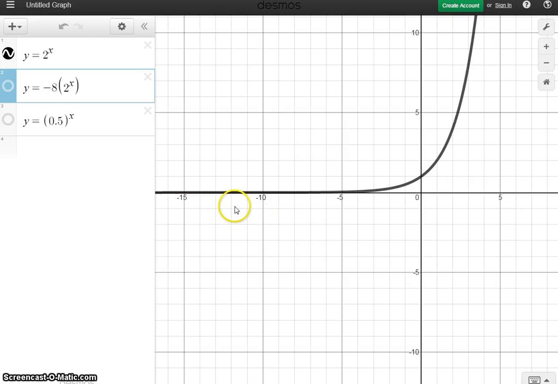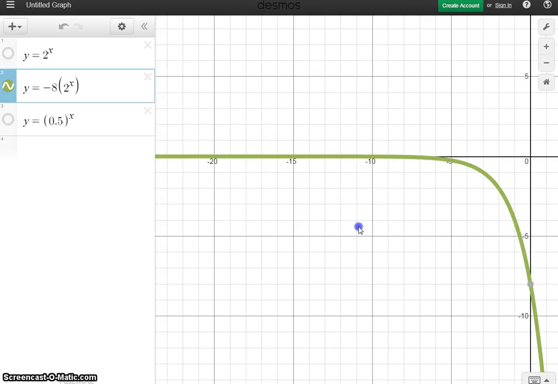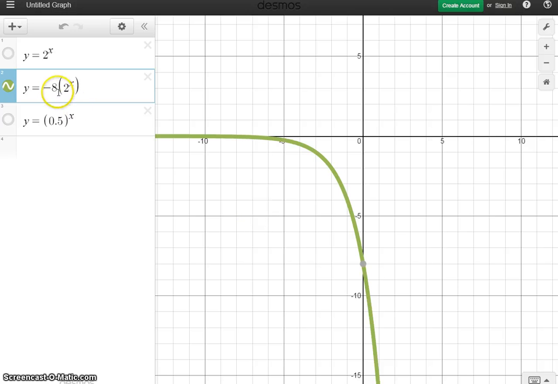All of a sudden we have something that might be decreasing from left to right. Let's see what this looks like. And then all of a sudden you can see, hey, we are actually now decreasing from left to right because of that reflection that's happened there. Okay, so again, looking at those graphs there, we can see plainly whether it's increasing or decreasing from left to right.